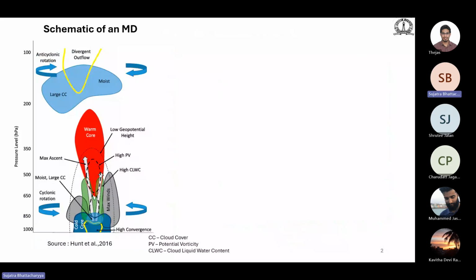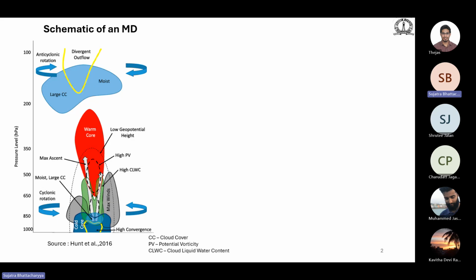Now, in order to understand how a depression is internally, this is a schematic taken from a paper by Hunt et al. in 2016. They've given a very good schematic regarding how a depression structure looks like. There is a cyclonic rotation, the cyclonic vorticity, in the lower levels, and it extends up to around 200 hectopascal, depending on the intensity of the depression. Above that, there's an anticyclonic circulation and a divergent outflow. There's a large cloud cover at higher levels.